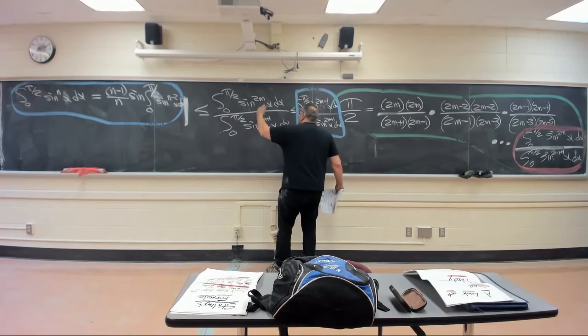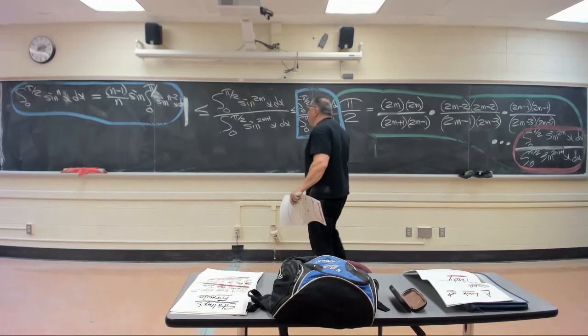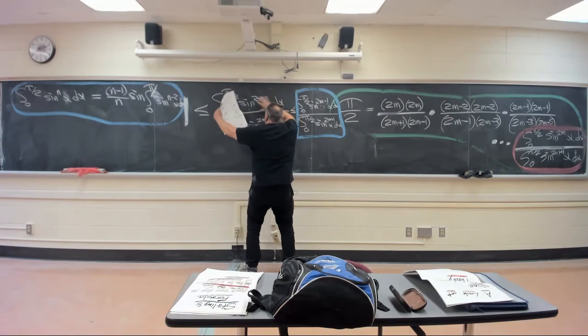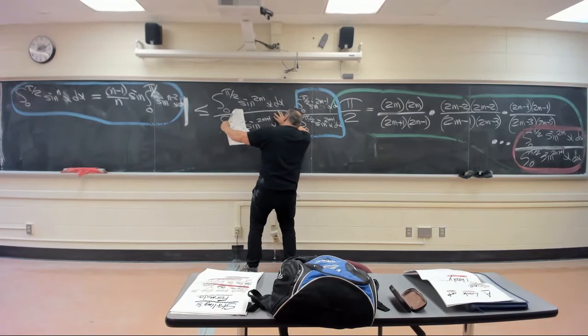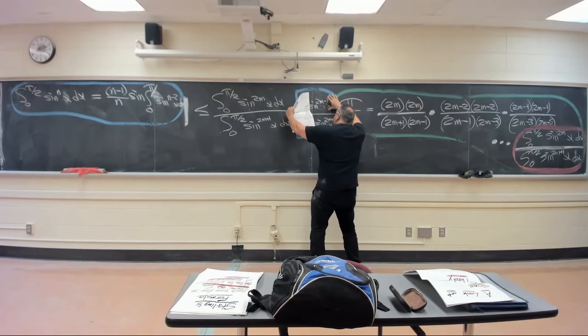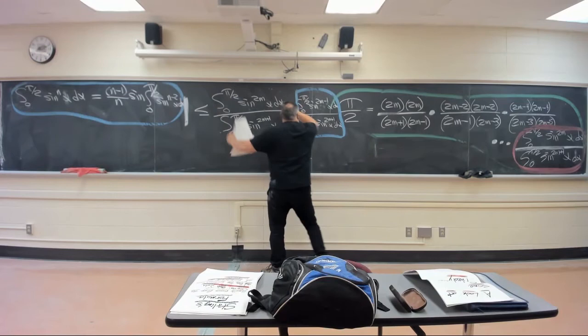As m goes to infinity, I'd like to know what happens. That's a good question in its own right. As m goes to infinity, how big is this thing? What is the ratio? But remember what we said before we even did integrals: sine to the 2m of x is bigger than sine to the 2m plus 1 of x. Just like sine to the 2m minus 1 is bigger than sine to the 2m plus 1. I'll say even more than that: sine to the 2m minus 1 of x is bigger than sine to the 2m of x. The smaller the power, the bigger the answer is going to be.